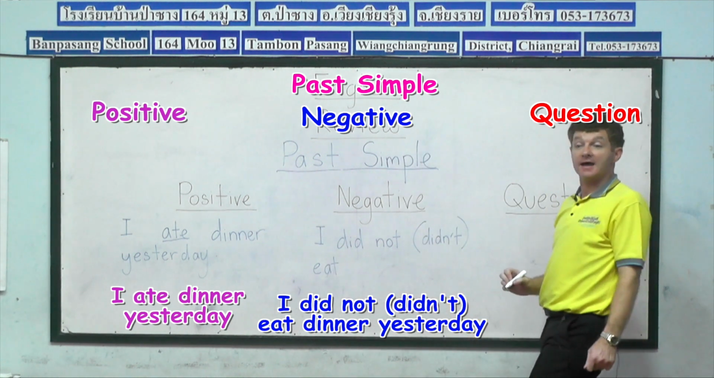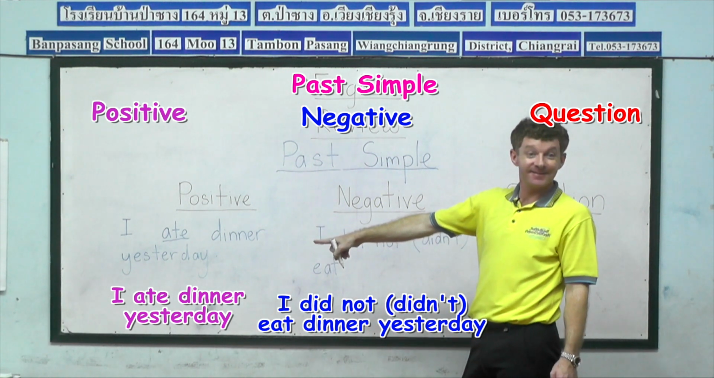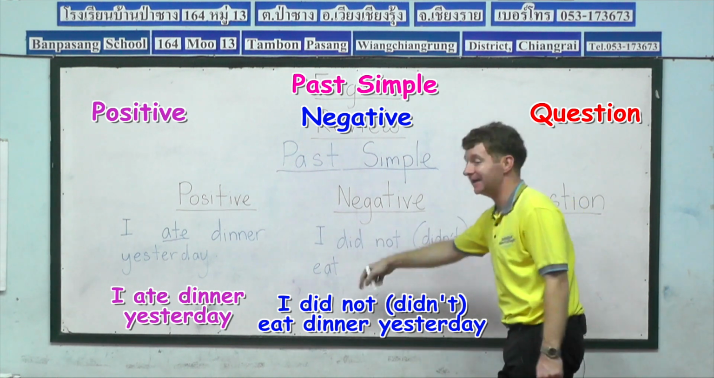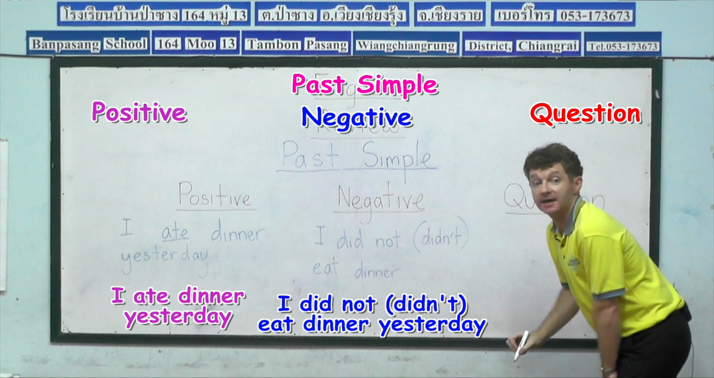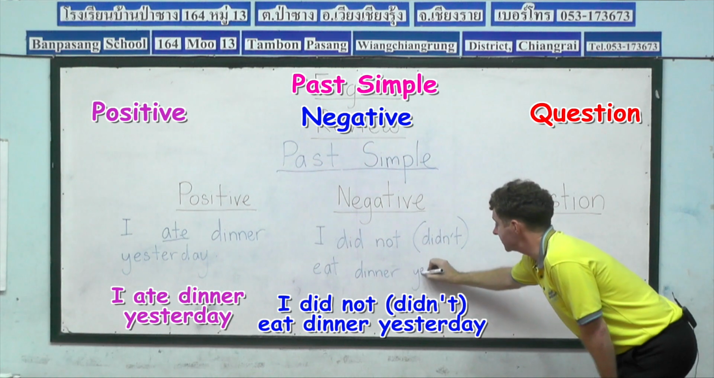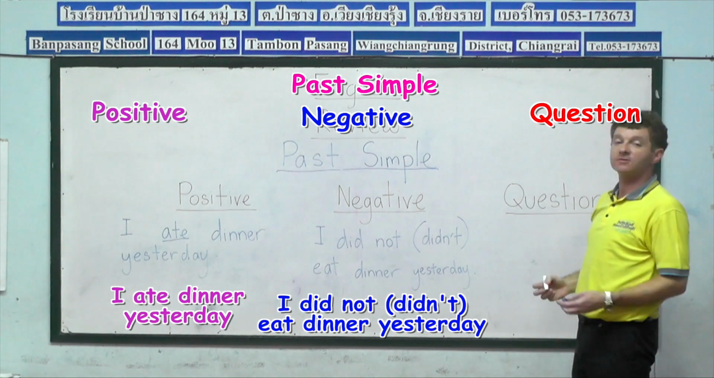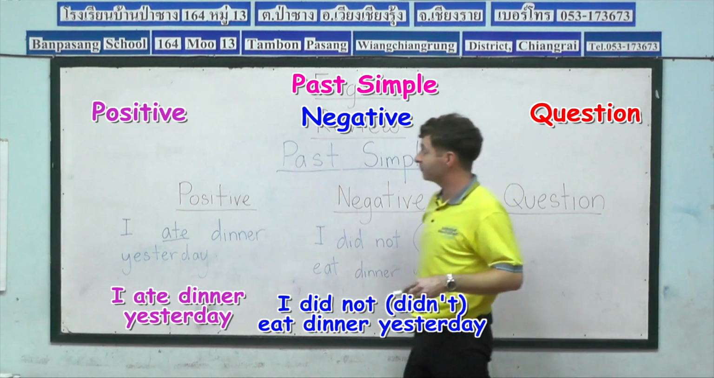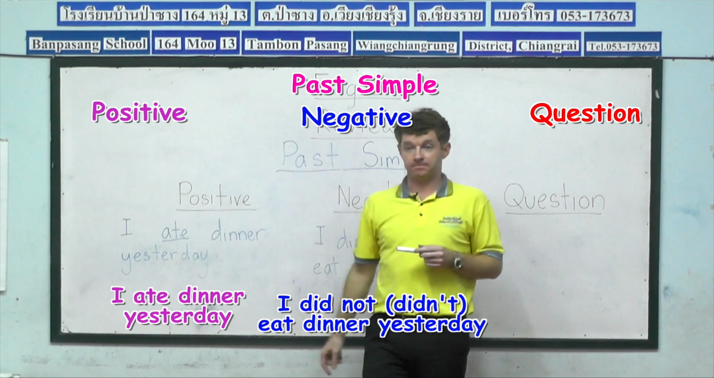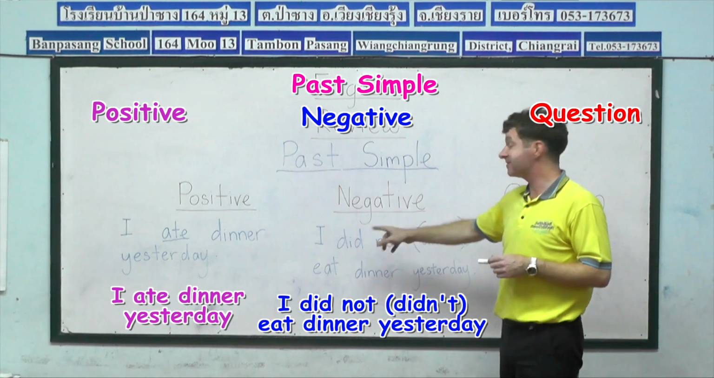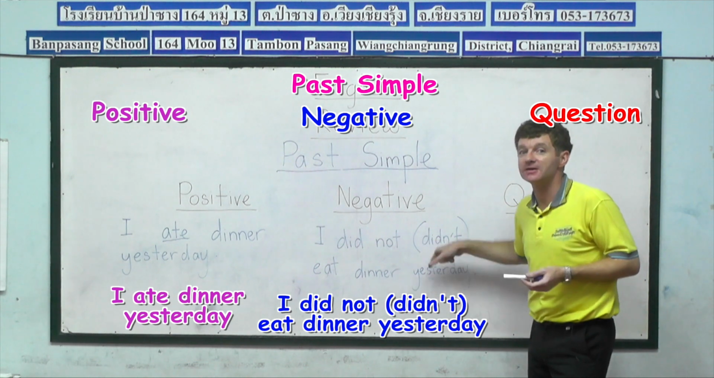And what did we not eat, guys? Dinner. When did we not eat it? Yesterday. I did not eat dinner. And yesterday, Y-E-S-T-E-R-D-A-Y. Excellent. So far we've got our positive phrase, I ate dinner yesterday. And then the negative, I did not or didn't eat dinner yesterday.